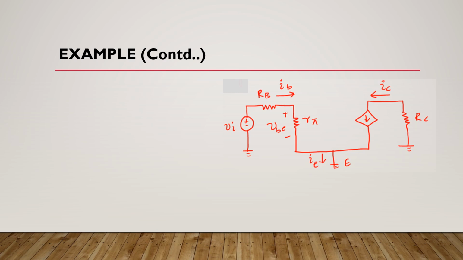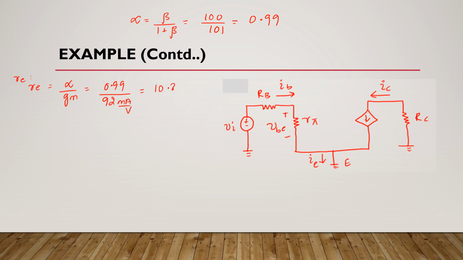Now we will find Re. We know that Re is equal to alpha divided by transconductance. Here we don't know the value of alpha, but we know that alpha is equal to beta divided by 1 plus beta. Here beta is 100 and 1 plus beta will be 101. After solving this, you will get 0.99. So we put this value of alpha here. We know that transconductance is 92 milliamperes per volt. After solving this, you will get 10.8 ohms.